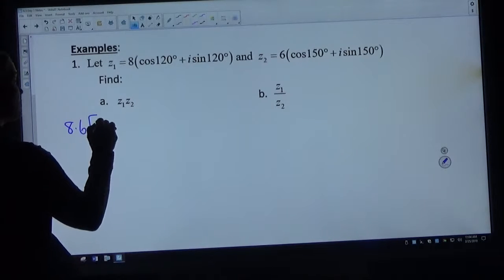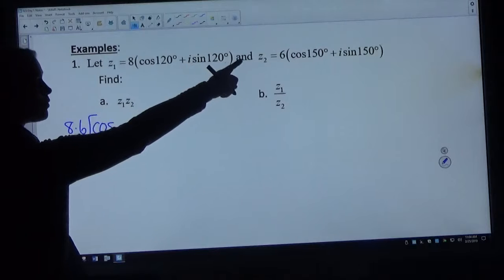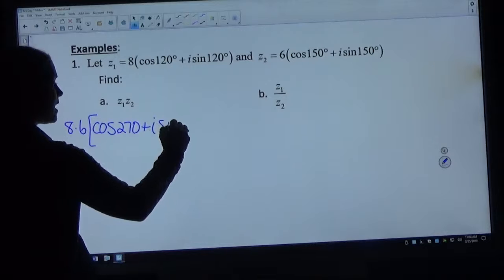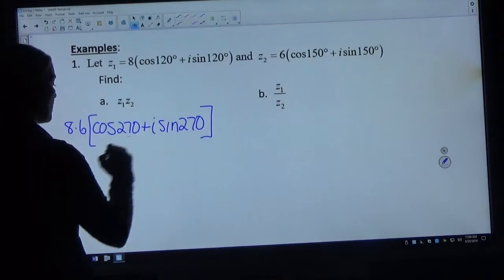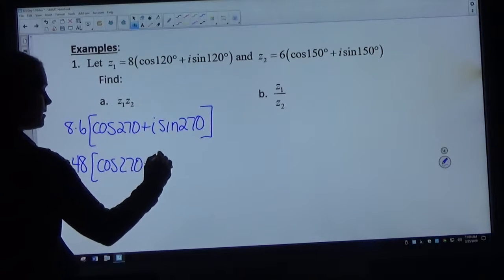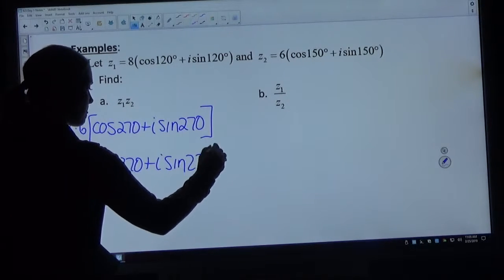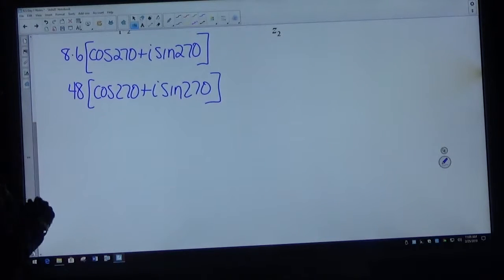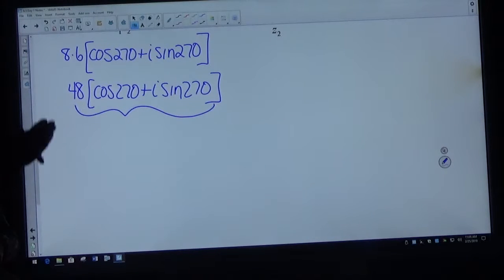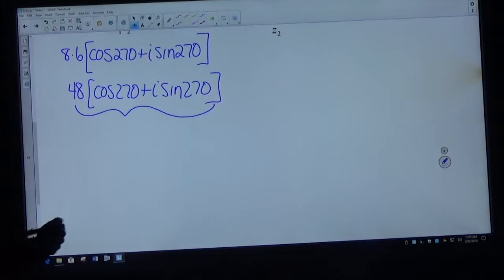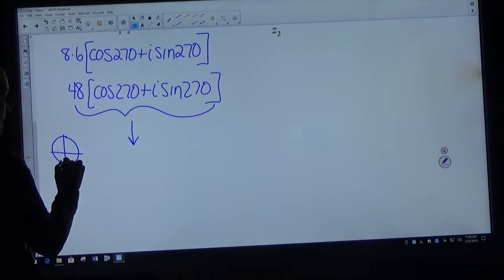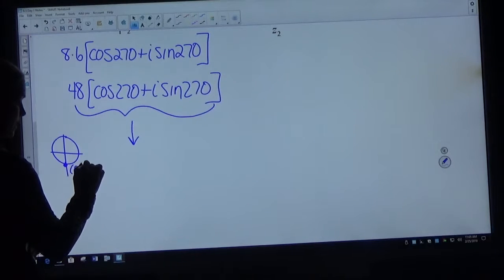Within my cosine, I'm going to add those angles. Cosine of 120 plus 150 is 270, plus i sine 270. So it's going to be 48 times the cosine of 270 plus i sine of 270. Now, that would be our answer in trig form, that's it. But if I wanted to then convert it to imaginary number, to a plus bi form, I would get, well, the cosine, I know at 270, this ordered pair is 0, negative 1.